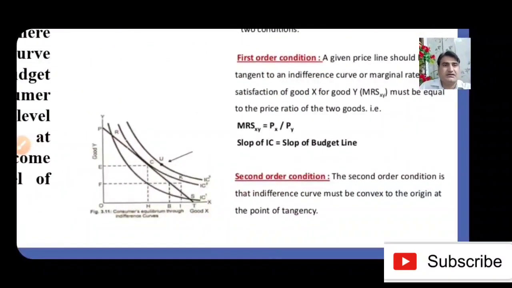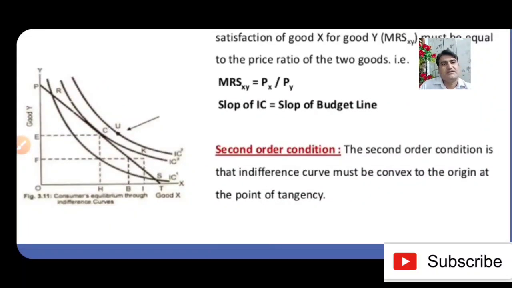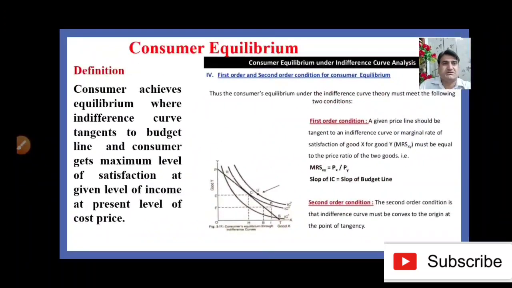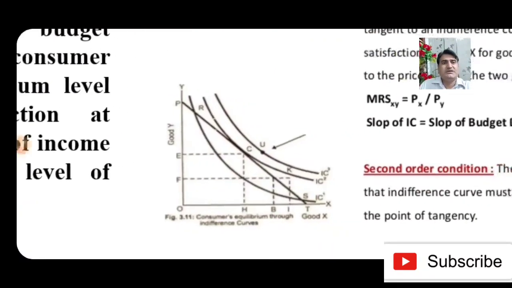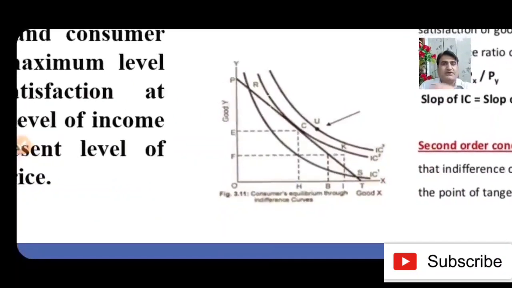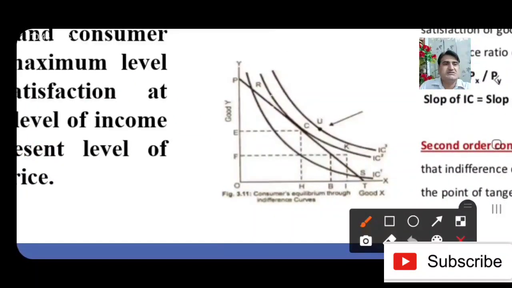The second condition for equilibrium is the second order condition, that the indifference curve must be convex to the origin at the point of tangency. As we know, the indifference curve is always convex to the origin in the normal case, where the consumer gets an equal level of satisfaction from various combinations of commodities. Here the consumer achieves equilibrium at the point where the indifference curve touches the budget line. You can see here that at point C the consumer achieves equilibrium.